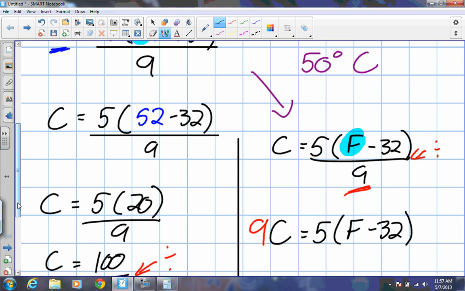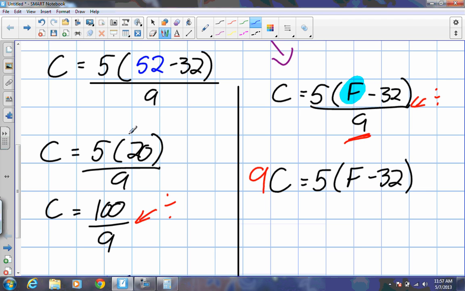What was the second last thing we had done? That's right. Remember, we did 5 times 20 to get 100. So this multiplication here, in other words, this 5, was the second last thing we did. So that's the next thing we want to do when moving it over. We want to reverse the order of operations. So this 5 here, to move it, because it's multiplication, to move it to the other side, what do we have to use? Division. Right. Very simple. So we'll now have 9C divided by 5 is equal to F minus 32.